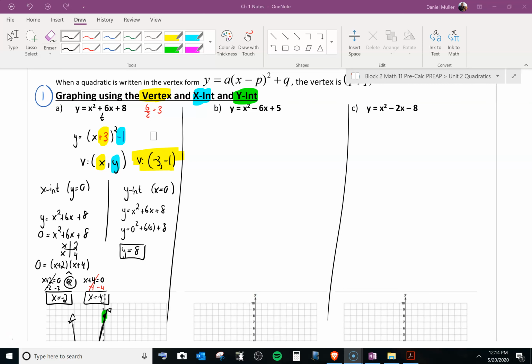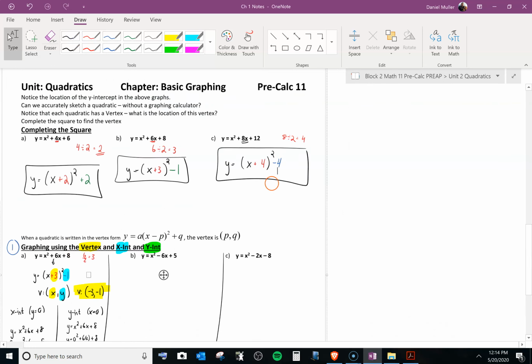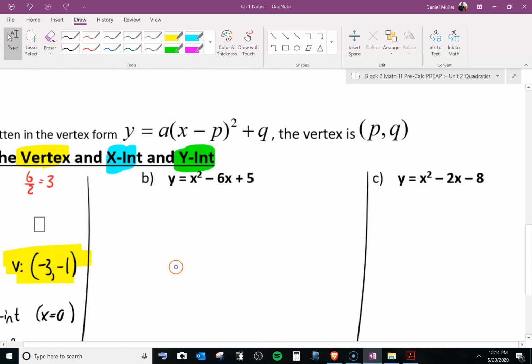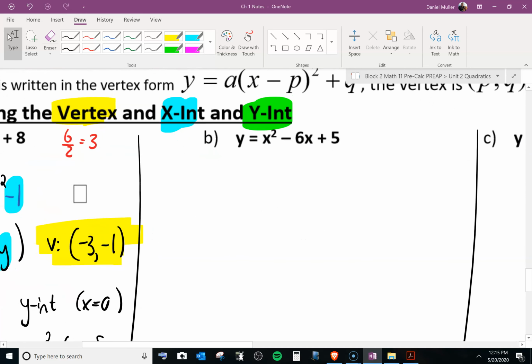We need to continue graphing using the vertex, the x-intercept, and the y-intercept. So we always start with the vertex. That's how we're going to be doing questions later on. We've got a new method that we'll learn. But like I said before, it won't always give us our x and y intercepts, and sometimes those are useful.